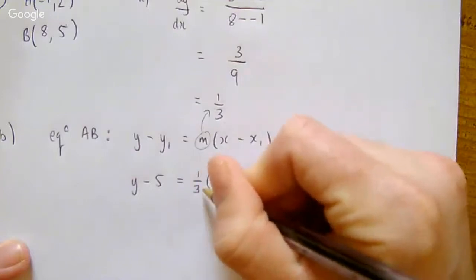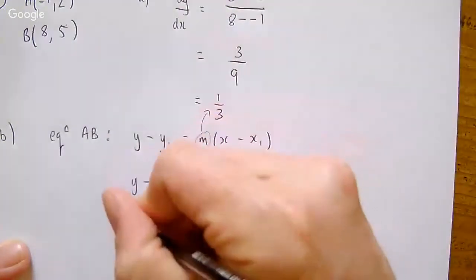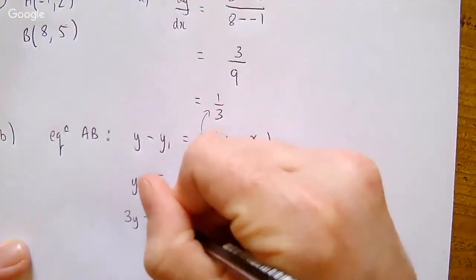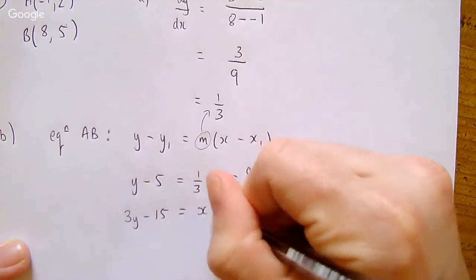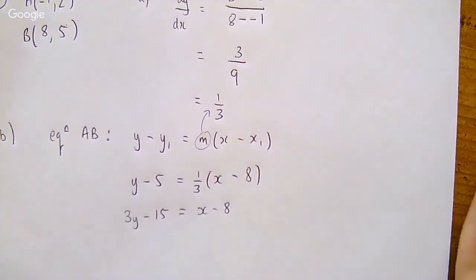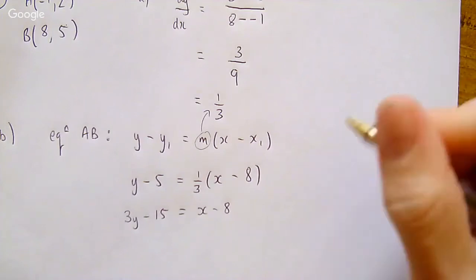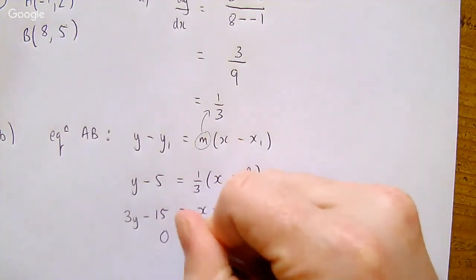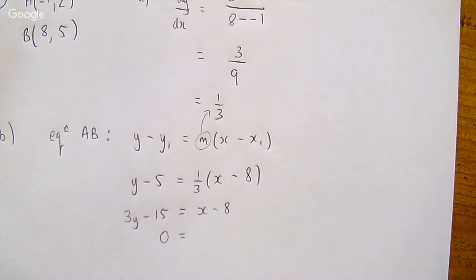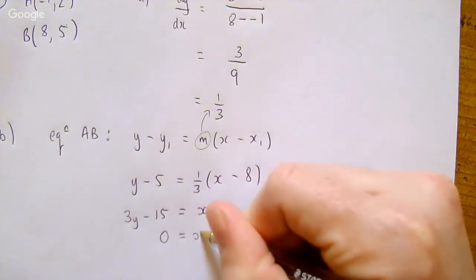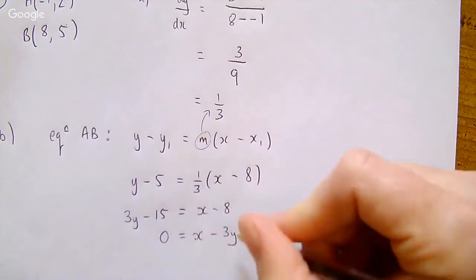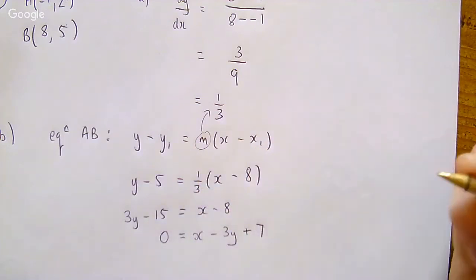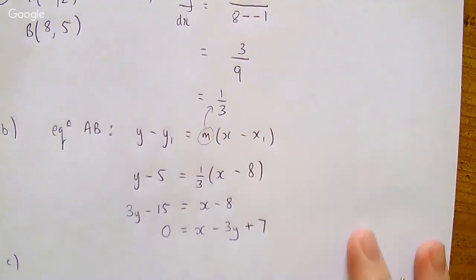I don't like this third bit here, so I'm going to times this side by 3 to get 3y minus 15 is equal to x minus 8. And then we tend to get everything all on one side, and I tend to try and keep my x positive. It doesn't really matter though, it's still the same thing, it's equivalent. So I'm going to have x minus 3y, and then that minus 15 coming over will become a plus 15, so I'm going to get a plus 7. Okay? Part C.